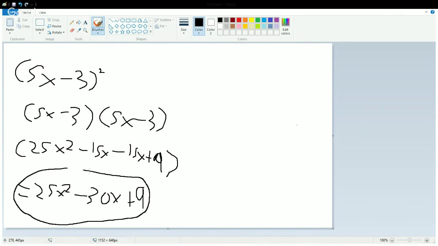So like I said, I can't see it because I don't have double screens like this. So what is it in that there, Steve? 25x squared minus 30x plus 9.